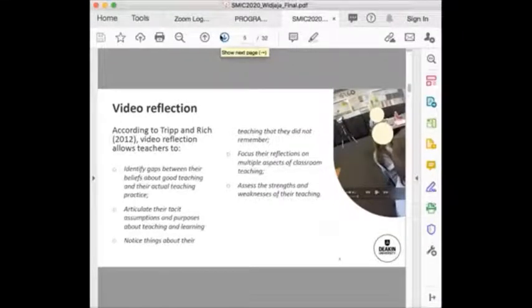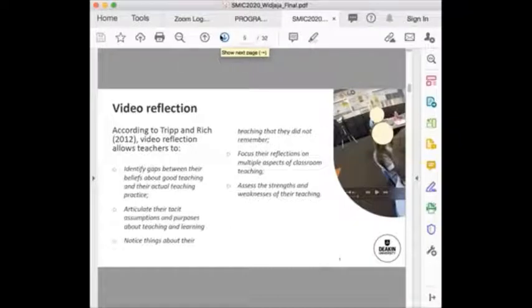So often, to facilitate or to enhance teacher noticing, there have been a lot of studies that use video as a way to stimulate or develop further teacher professional noticing. This is according to Tripp and Rich. According to these researchers, they talk about the potential or affordances of video reflection to support teachers' learning.